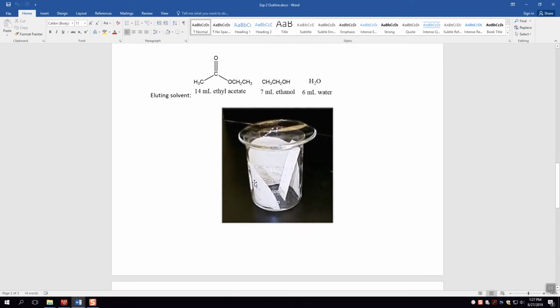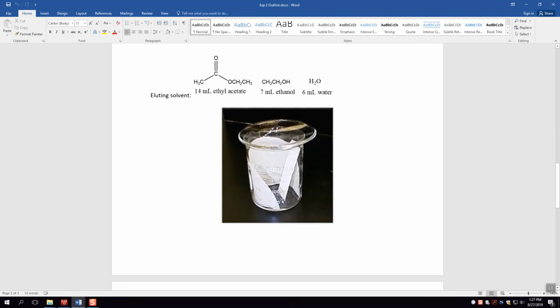You're then going to develop the TLC plate exactly the same as you did last time. This time you're going to make your eluting solvent with 14 milliliters of ethyl acetate, 7 milliliters of ethanol, and 6 milliliters of water. This will in total give you 27, I believe, milliliters of eluting solvent. This may be too much, so if you don't need to use all of it, just pour a little bit on the bottom and make sure that the eluting solvent is below the level of the TLC plate.